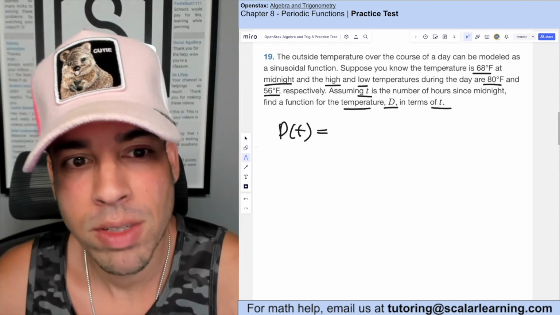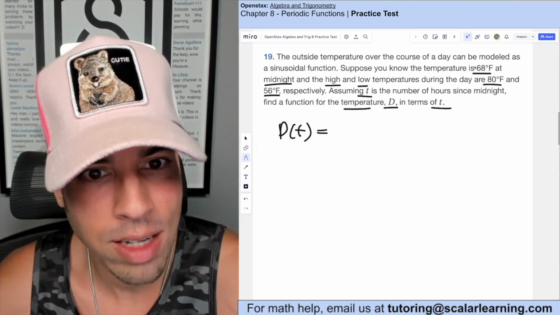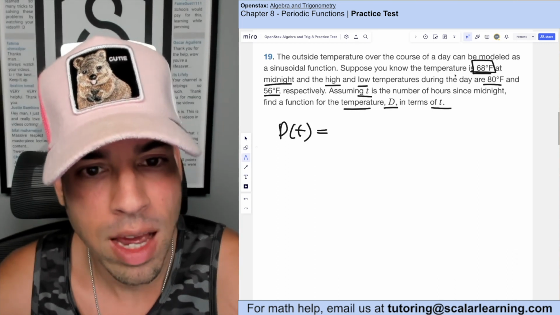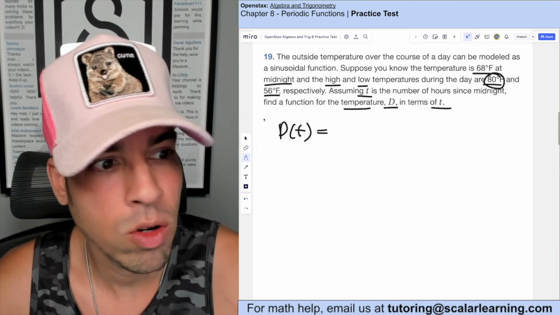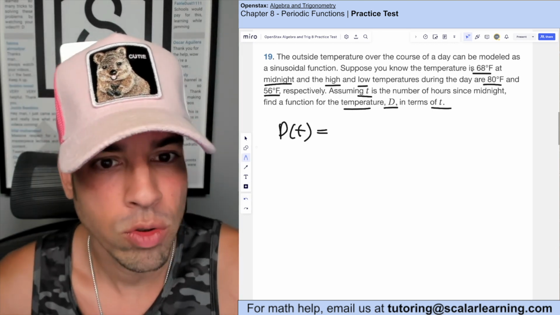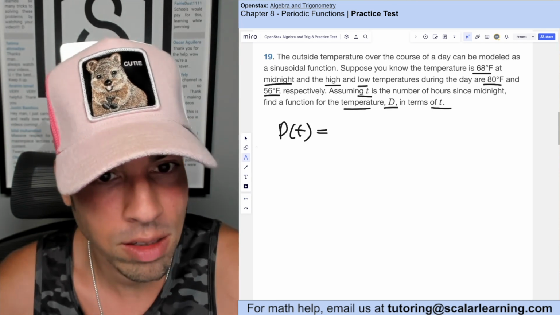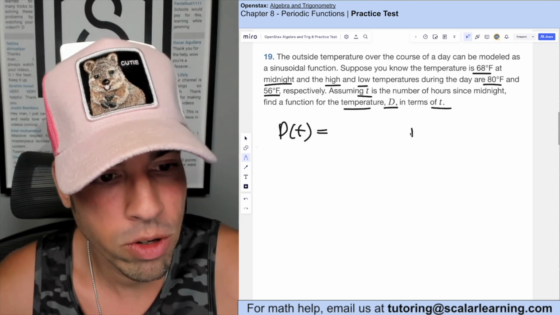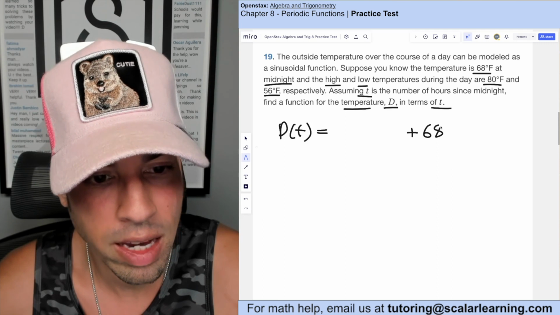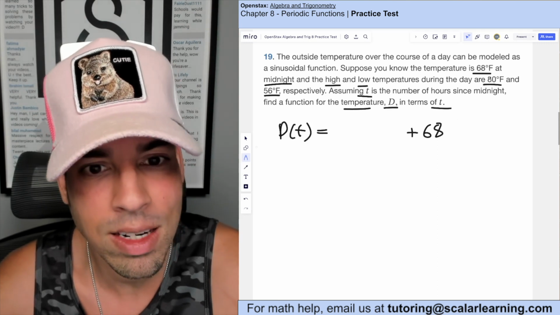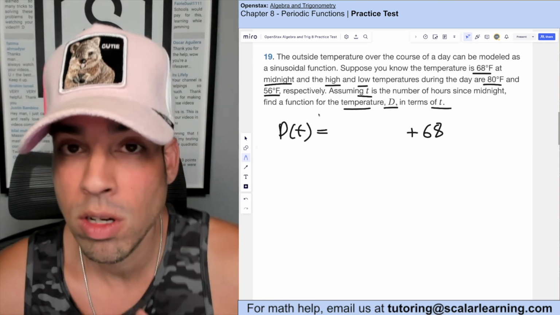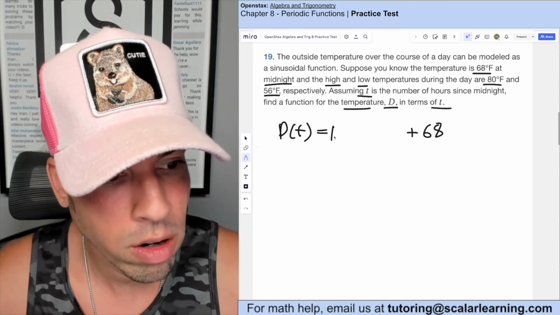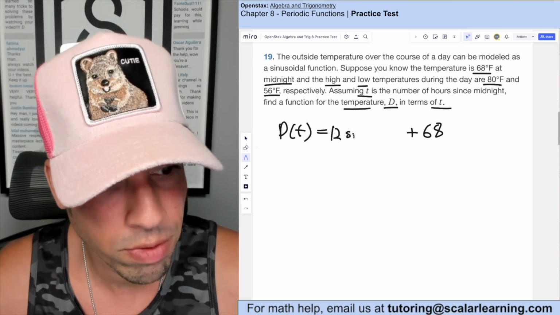So what they're kind of insinuating here, they're not saying it exactly, but this looks like the exact middle temperature. And we can kind of confirm that because it's 12 below this and 12 above this. So since the midline is usually a constant at the end, I'm going to say whatever it is, it's going to be plus 68. So that's going to be our midline. And then since I'm already telling you that it's going 12 up and 12 down, 12 is the amplitude. So I already know that I need 12 as a leading coefficient in front of sine.